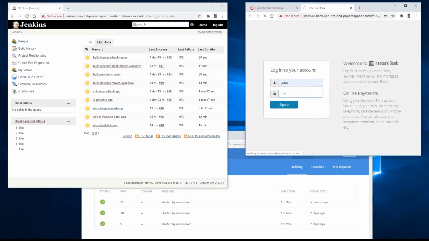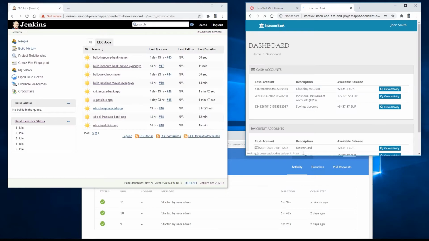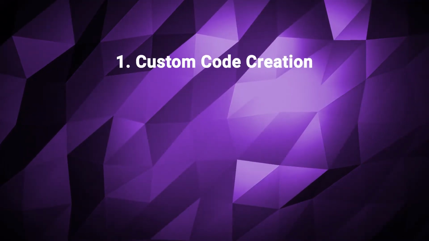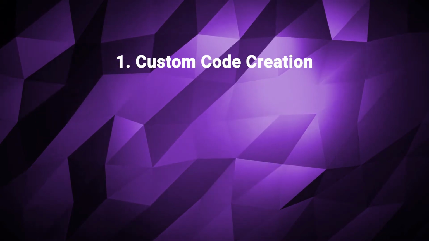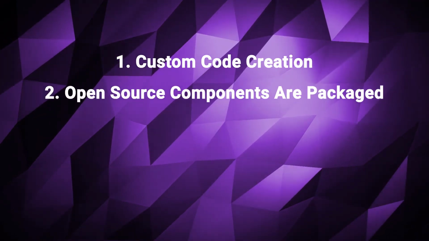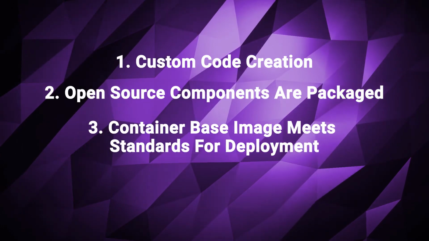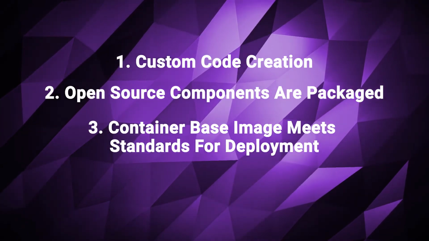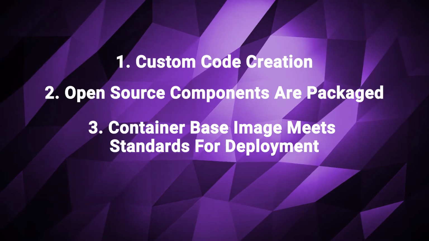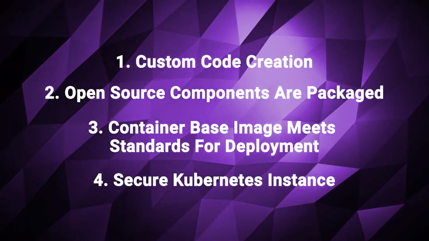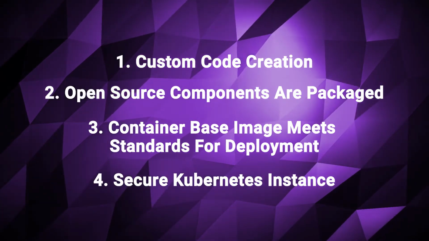From an AppSec perspective, containerized applications require 4 distinct areas of focus. First, custom code is created following common practices for the chosen platform and language. Second, open source components are packaged as required for the platform and language. Third, the container base image should meet corporate standards for hardened deployments. And fourth is a secured Kubernetes instance, where replicas of the container image will be deployed.